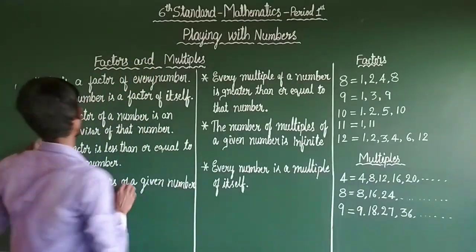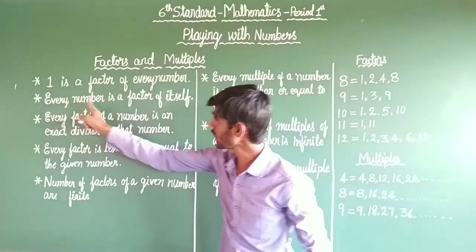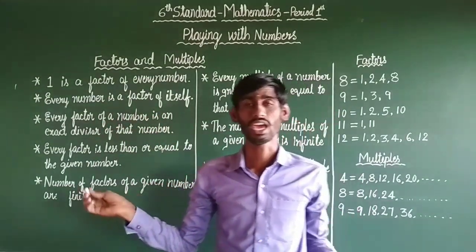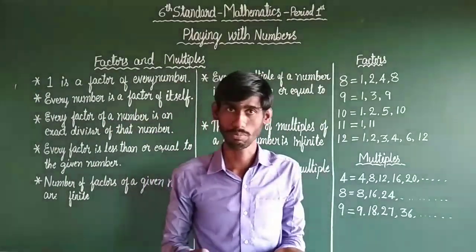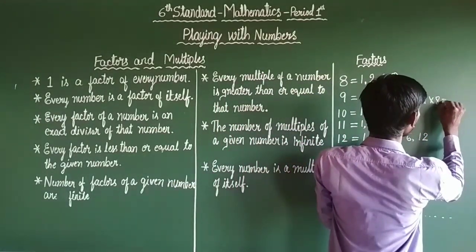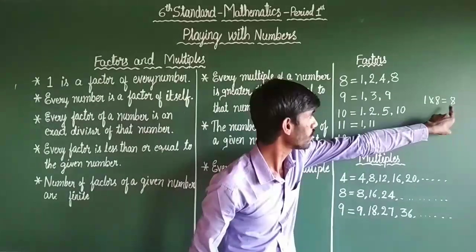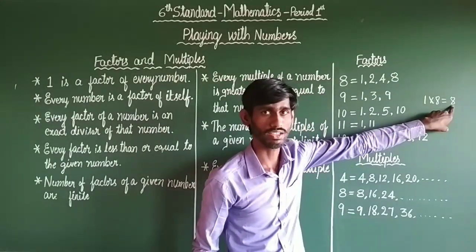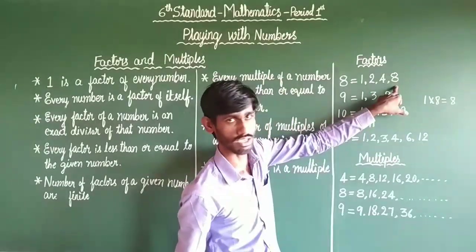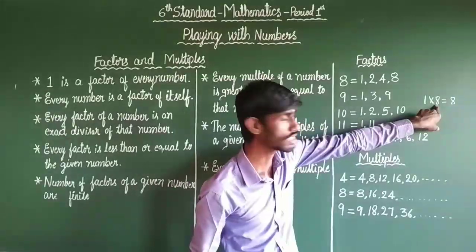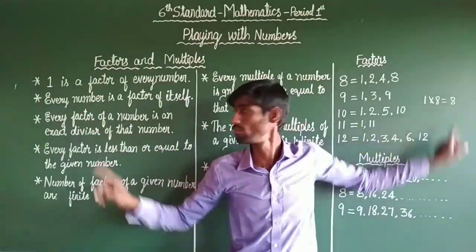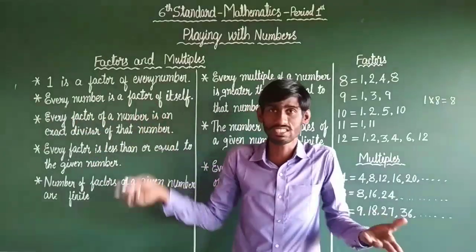Second property, observe here. Every number is a factor of itself. Of course, it is right. Every number is a factor of itself because, observe here, 1 8 ja 8. So, what are the factors of 8? There are 4 factors of 8. Out of the 4, 1 is the number itself. Observe here. Every number is a factor of itself.